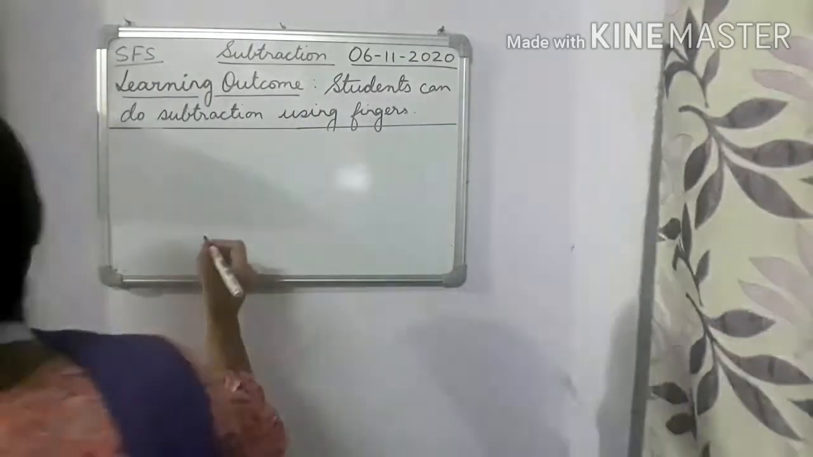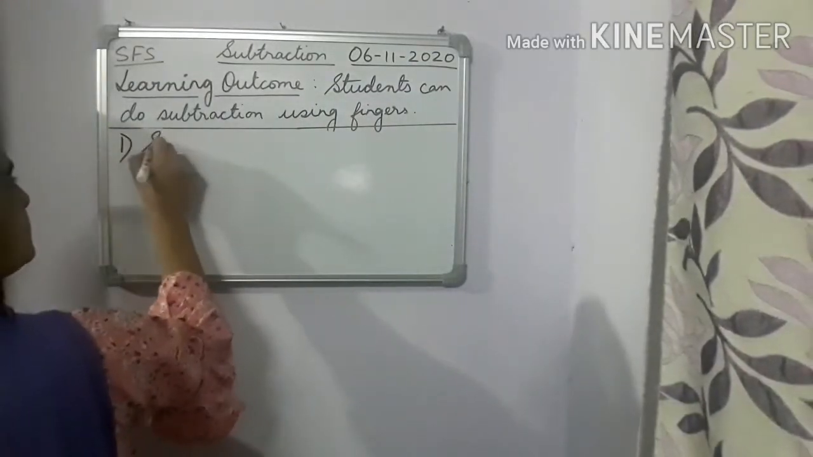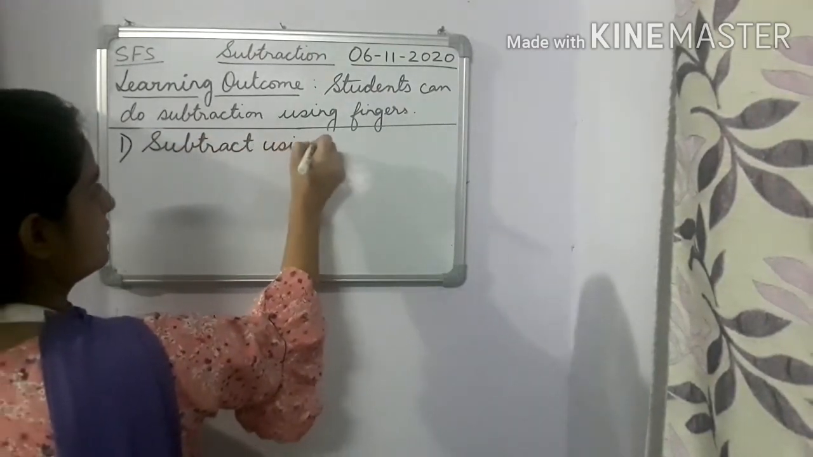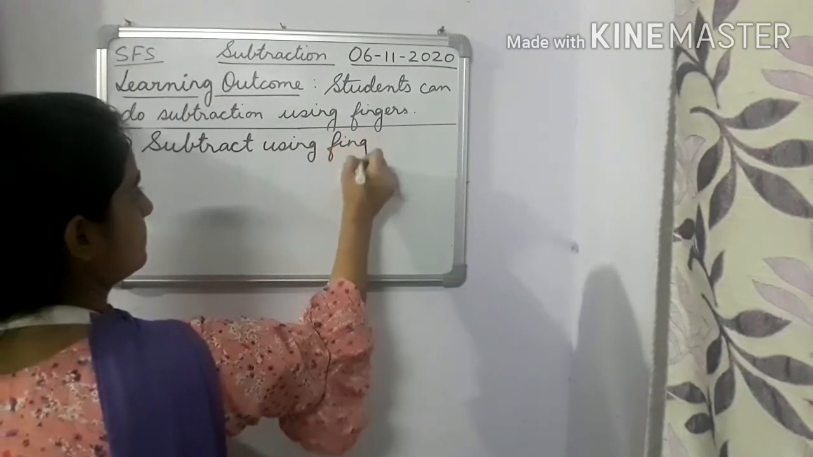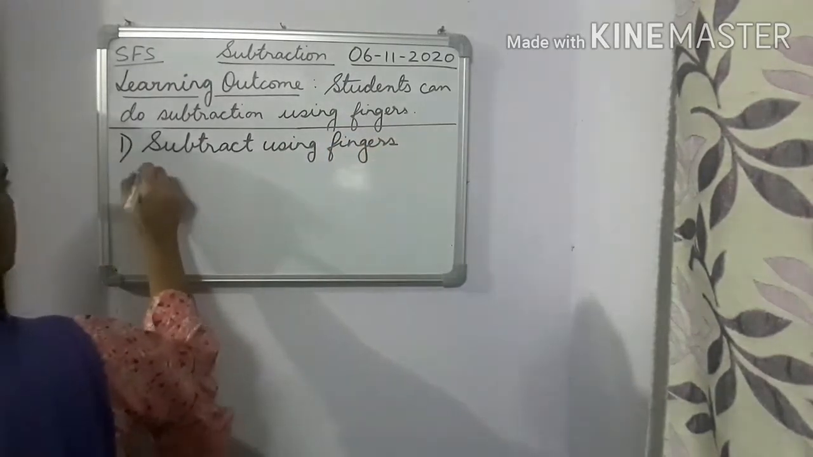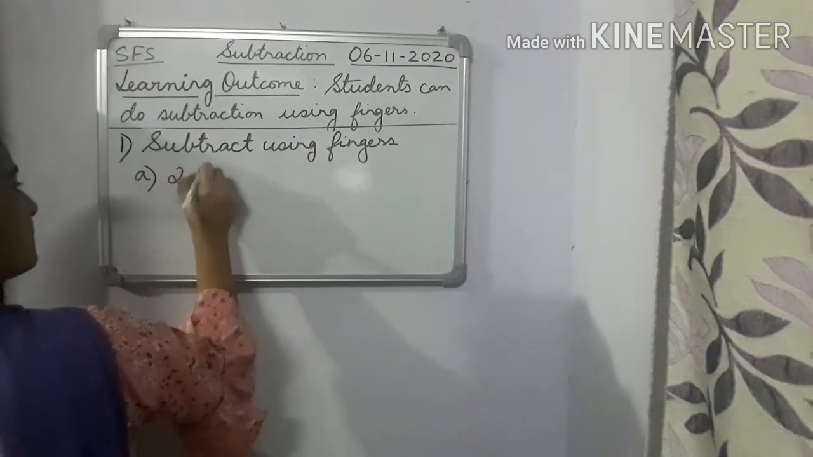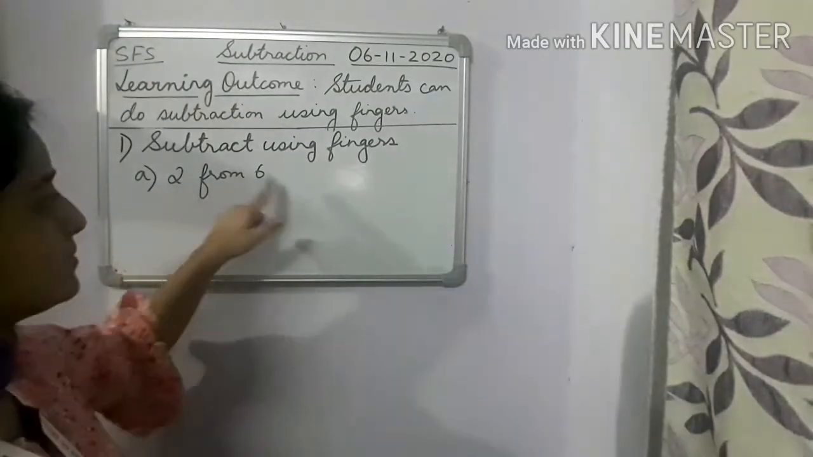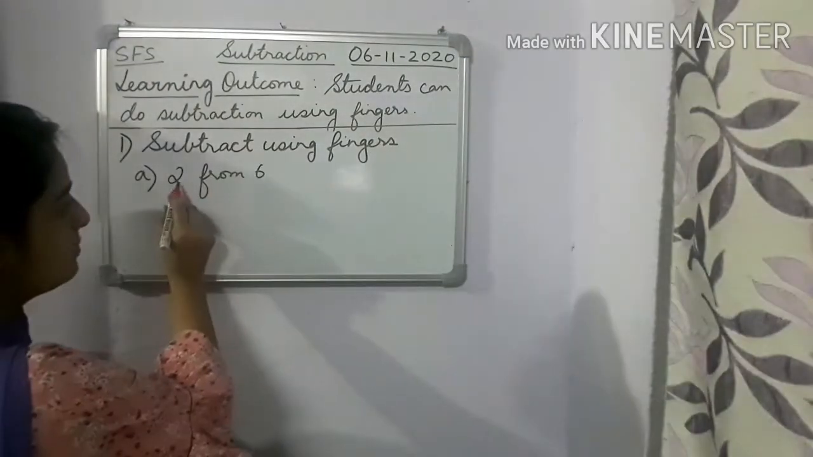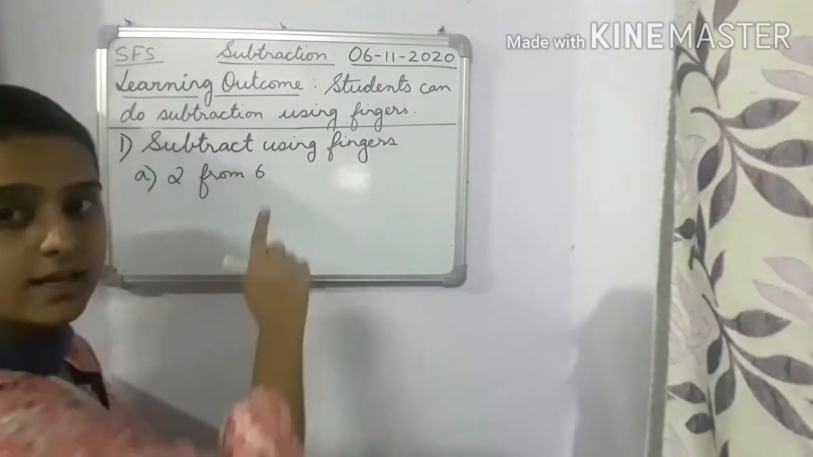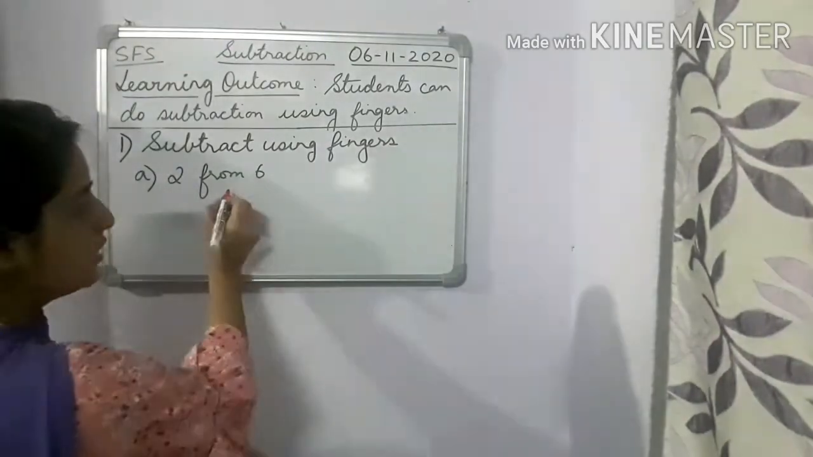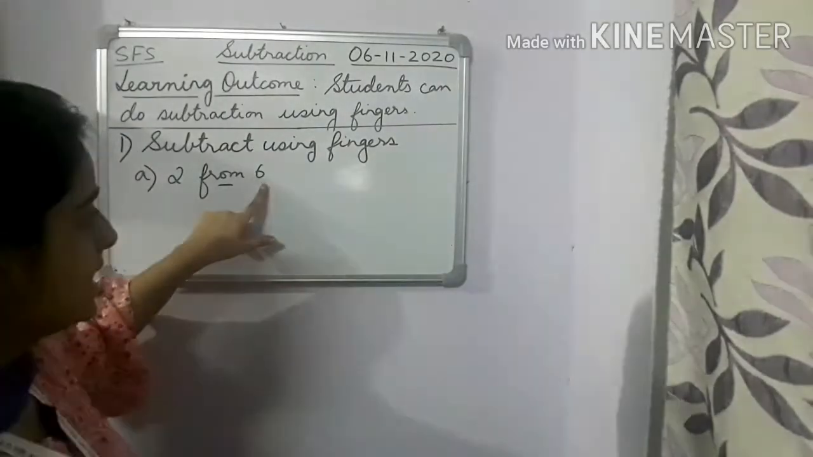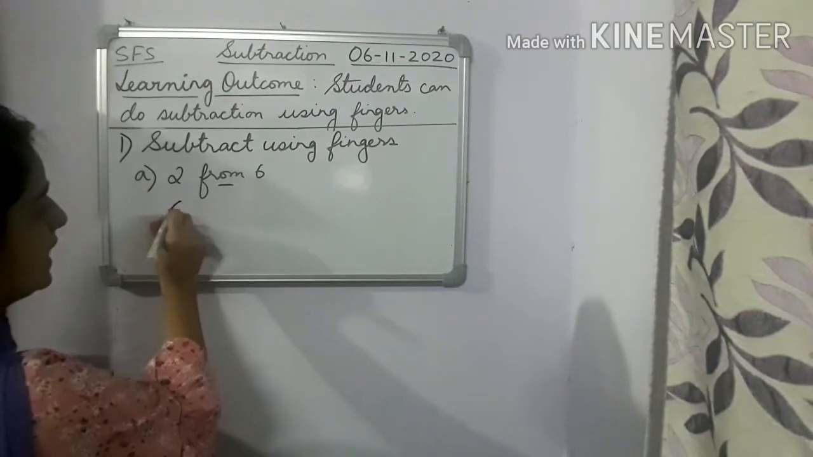So the first question is, subtract 2 from 6 using fingers. When we subtract 2 from 6, now children, which one is a bigger number? 2 or 6? 6 is the bigger number, right? And when the word from is there, it means the next number, that is number 6, will come first. We have to arrange this.